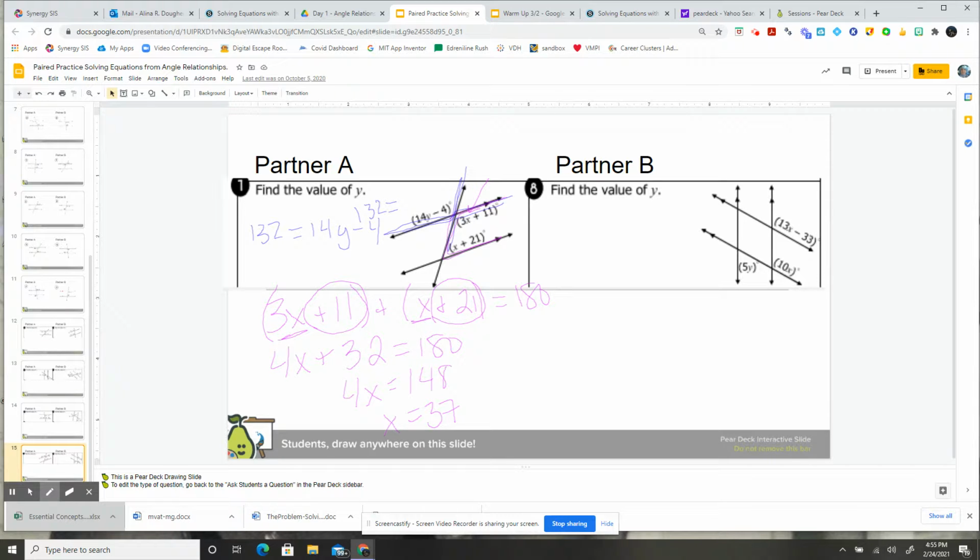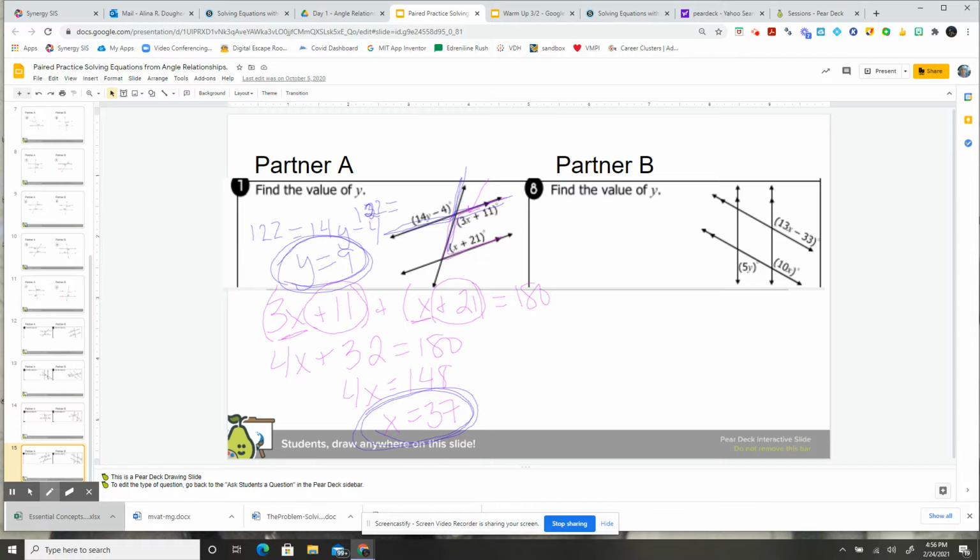So let's go back and double check. 3 times 37 plus 11 is going to give me 122, not 132. That makes a difference. So let's make that a 122 and see if that helps. 122 plus 4 is 126, and 126 divided by 14 gives me 9. Y equals 9. Now, just because it's a weird decimal doesn't mean it's always wrong, but a lot of times if you get a weird decimal, it's not quite right when you're working with geometry, okay?